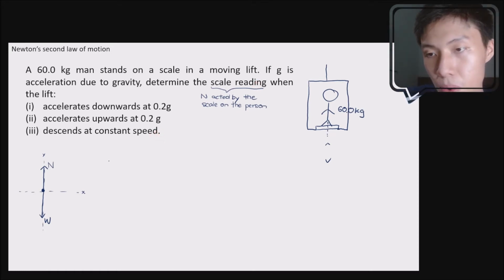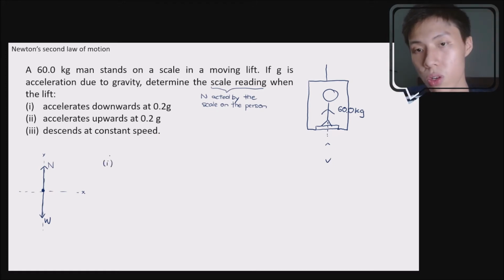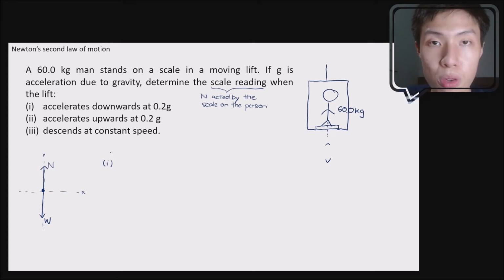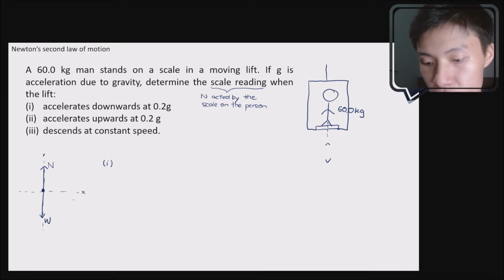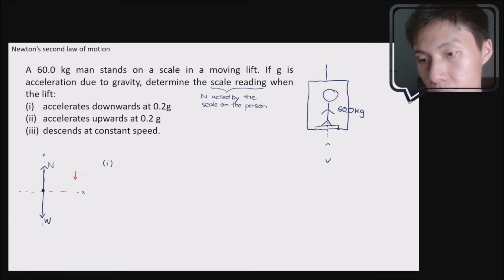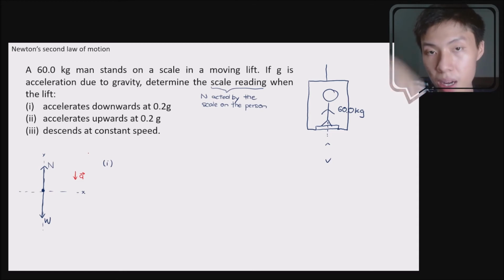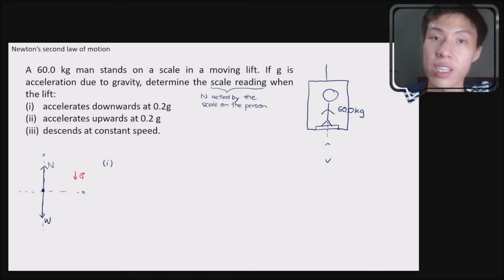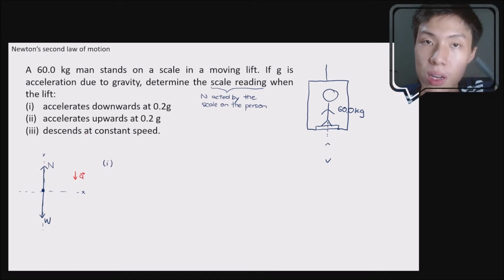For question number 1, it accelerates downwards at 0.2 g. 0.2 g here is not 0.2 gram. This g here is 9.81, the acceleration due to gravity. Okay, so if the acceleration is pointing downwards, let me put it in red. Acceleration is pointing downwards, then we will take the downward direction as the positive side of the y-axis. We follow the direction of acceleration. The direction of acceleration will be the positive side of the axis.